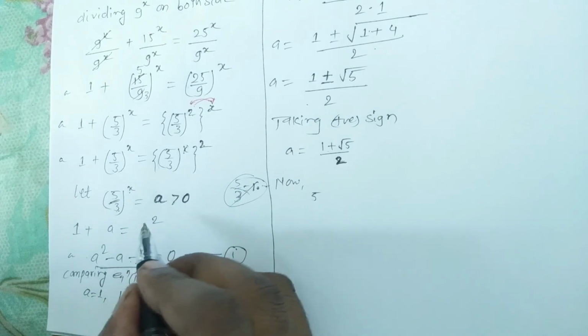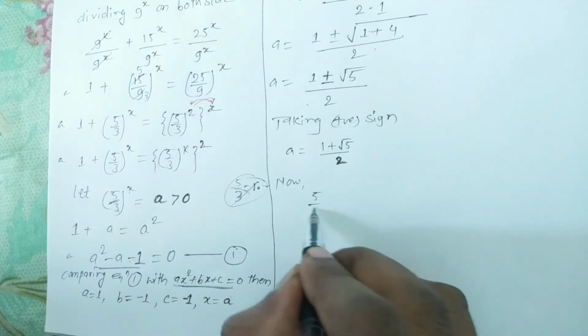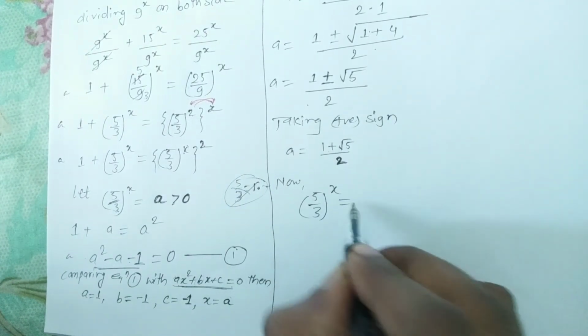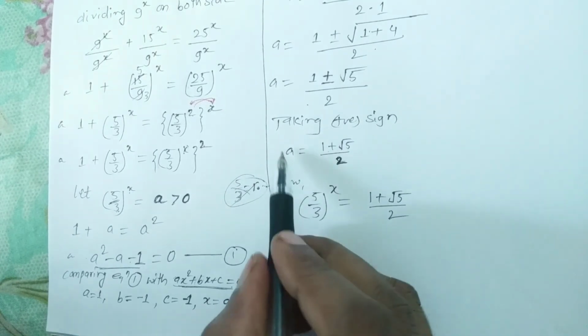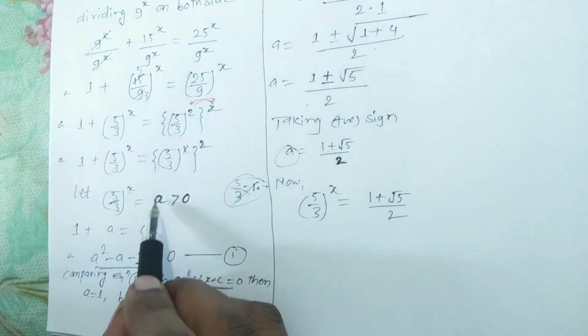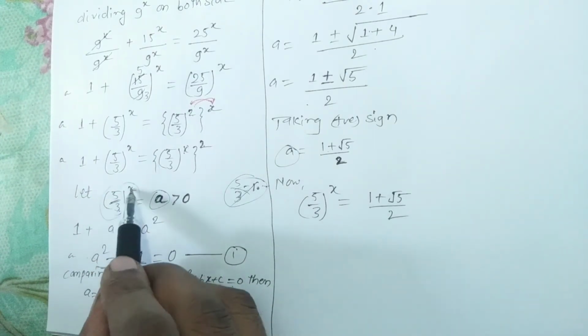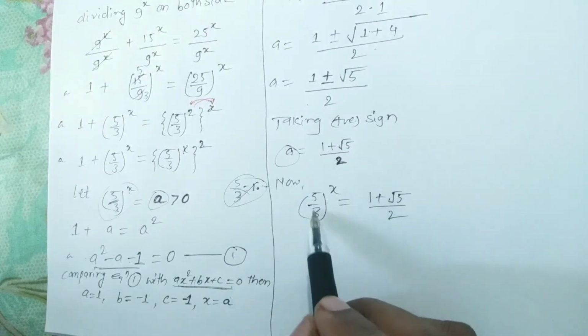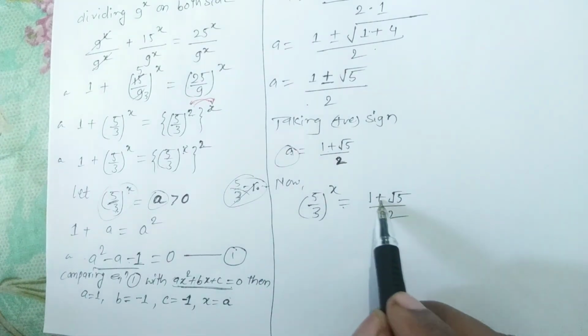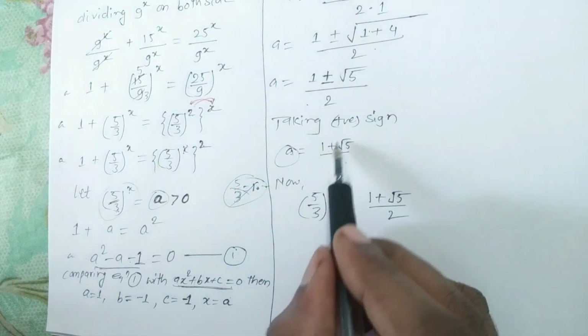Now we can substitute the value of a here. So 5/3 raised to power x is equal to 1 plus square root of 5 divided by 2. I have just substituted the value of a from here. You can see the value of a is 5/3 raised to power x, so we got 5/3 raised to power x is equal to 1 plus root 5 by 2.